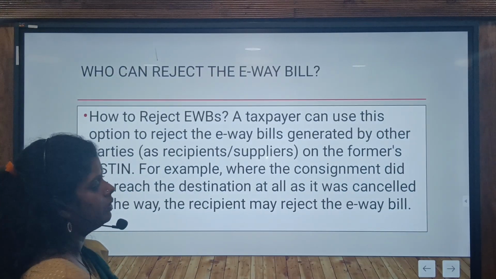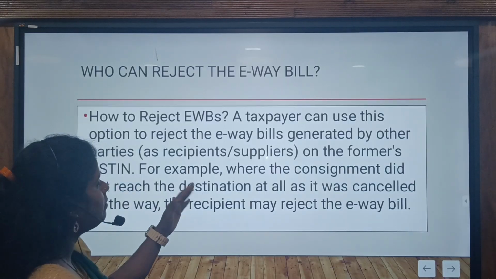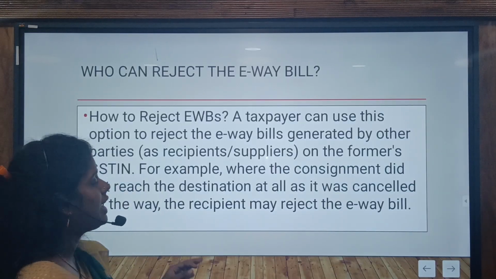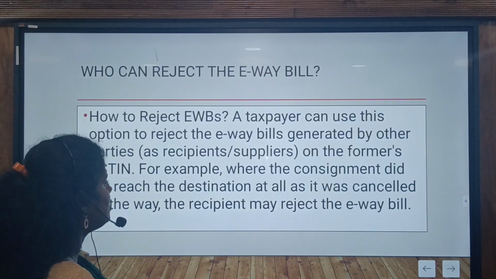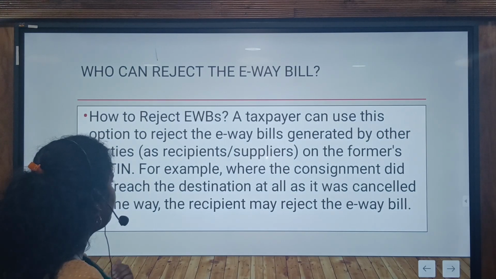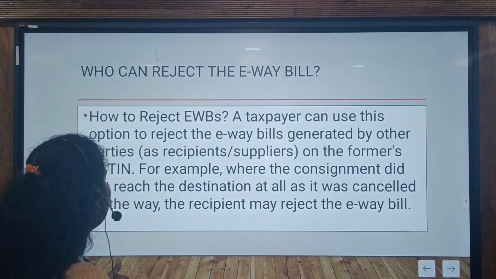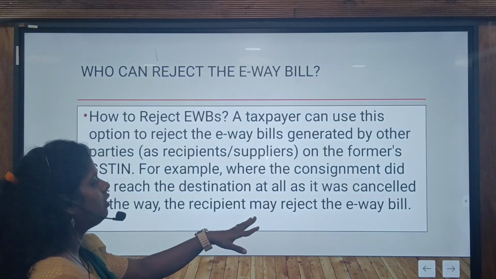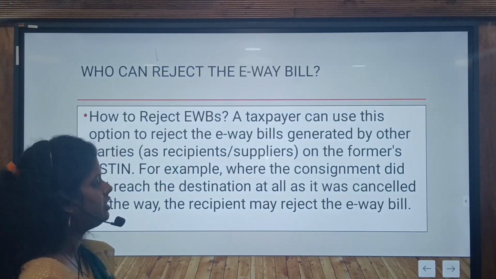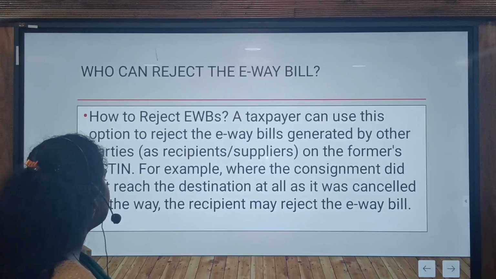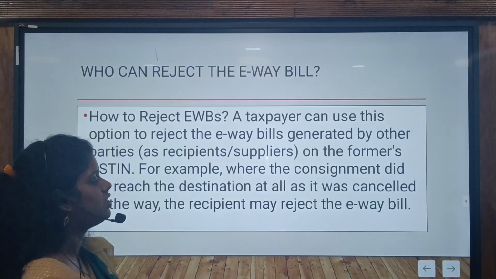Who can reject the e-way bill? Here e-way bills are rejected. A taxpayer can reject the e-way bills generated by other parties as suppliers on the form, with the GSTIN, where the consignment did not reach the destination or was cancelled. On that day the recipient may reject.